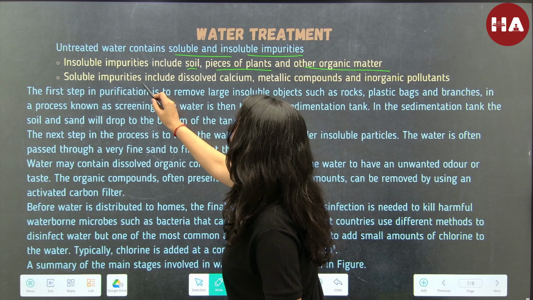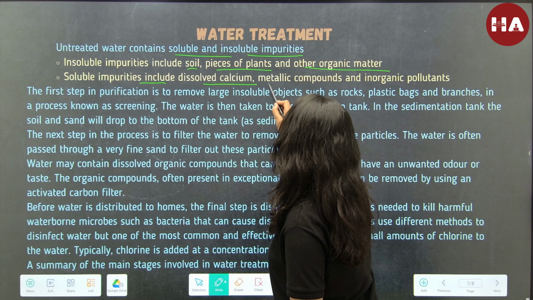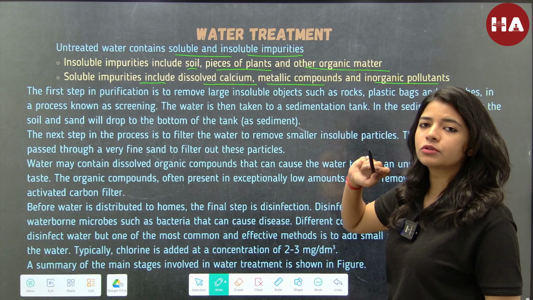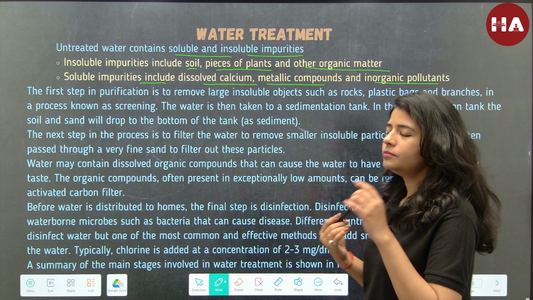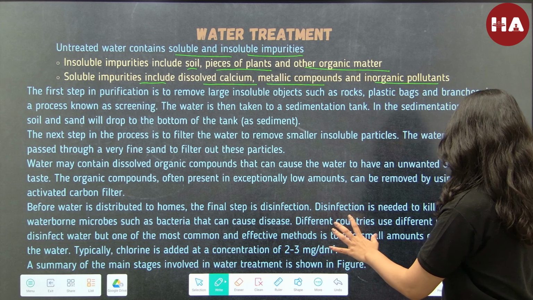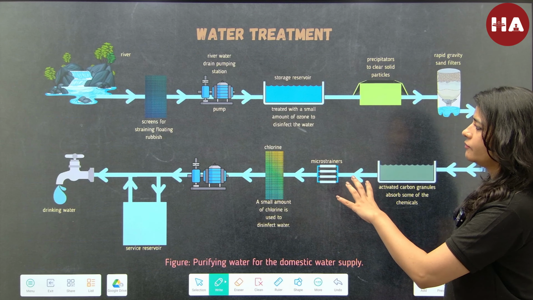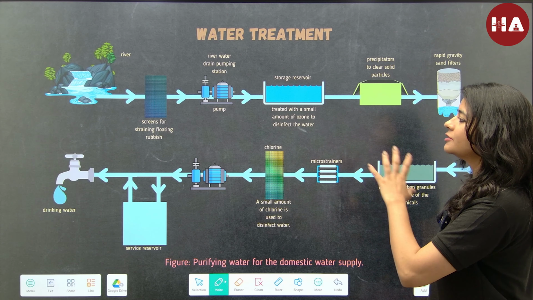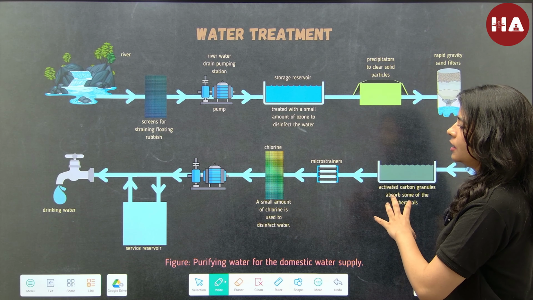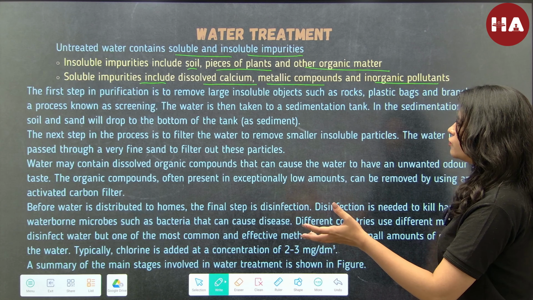Some soluble impurities include dissolved calcium, metallic compounds, and inorganic pollutants. Right, now let's talk about the whole process, and this is going to be the diagram which will explain how water is treated before we get the water in our taps for drinking purposes.